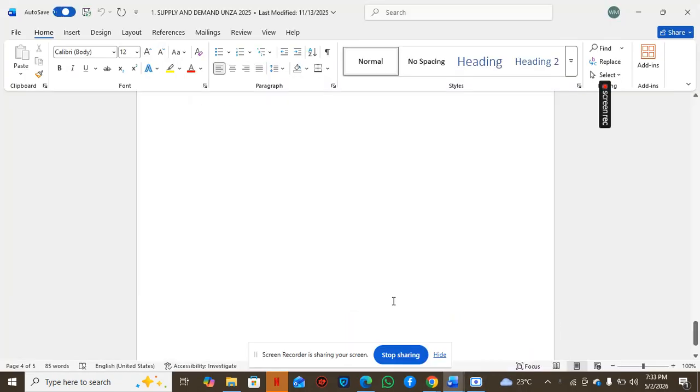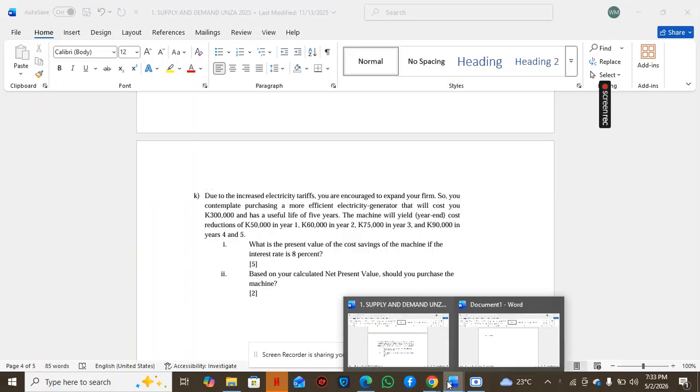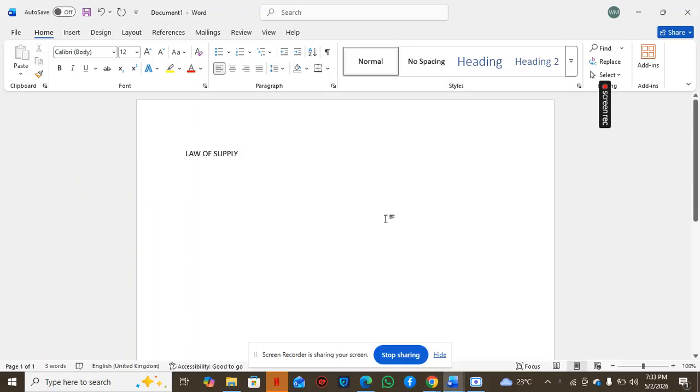Okay, so we're going to look at the law of supply. Yes, we have to define what is supply. Supply is basically the quantity of goods produced and sold in the market.